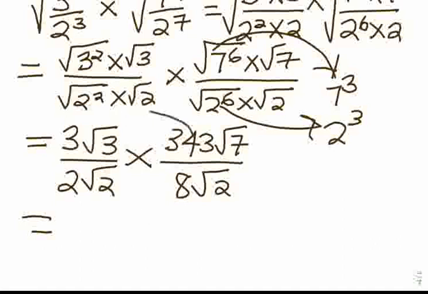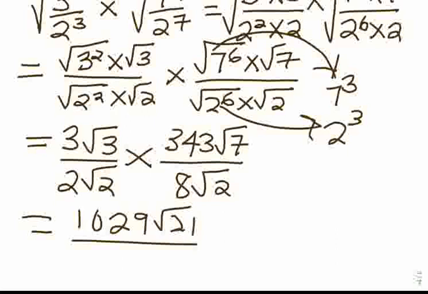So when you multiply these two numerators now, you would have 1029 multiplied by root 3 times root 7, which is square root of 21. 2 multiplied by 8 here is 16. The root 2 times the root 2 is 2. Then the 16 times the 2 gives us 32.